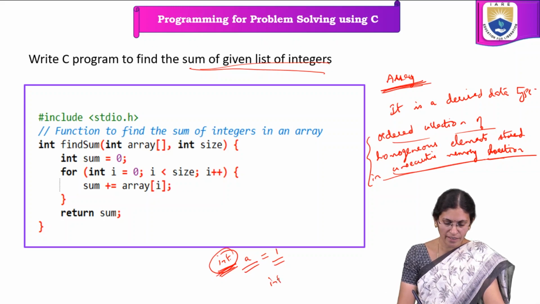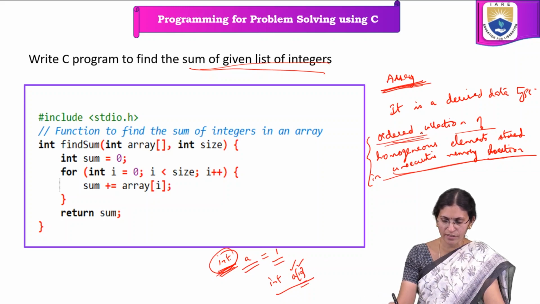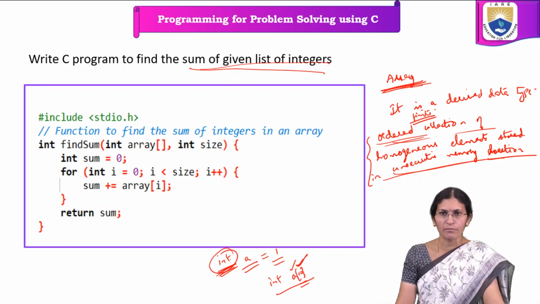We declare the array as int a of some size, suppose 10. This is how we can declare the array. Here the name of the array is a, and this is the size of the array. We have said that it is an ordered finite collection of elements. Finite in the sense it has some size, that means the maximum number of elements which the array can hold. All the elements are of homogeneous type, that means the data type of all the elements is the same, and they are stored in contiguous memory locations.